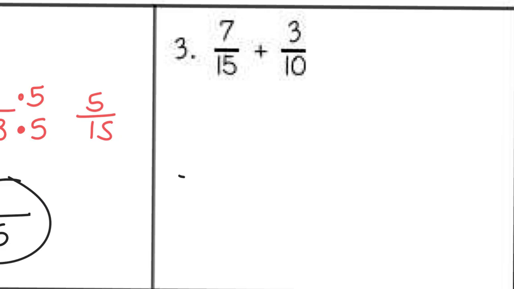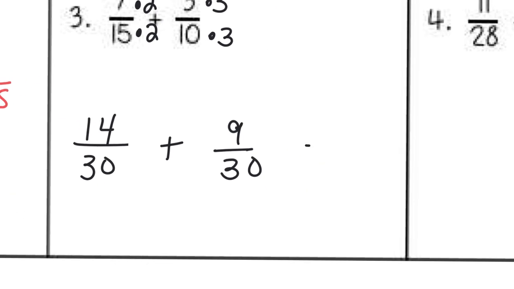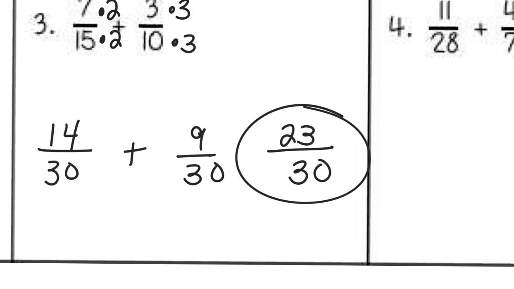So if I want them both to be a 30, what do you multiply 15 by to make it a 30? If you do that to the bottom, you do it to the top. 7 times 2 is? So that turns into 14/30. What do you multiply 10 by to make it a 30? If you do it to the bottom, you do it to the top. 3 times 3 is? Now I can add them. So 14 plus 9, I'm going to say is 23, correct? And 23/30 cannot be simplified.